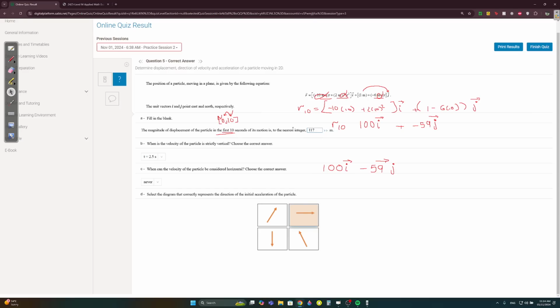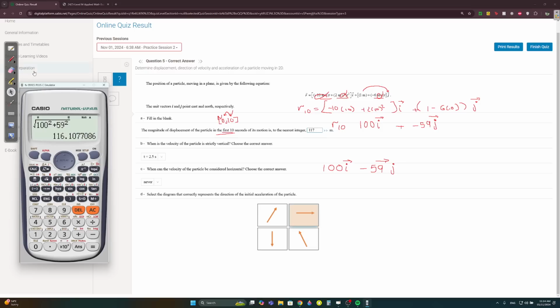So please follow what I did, okay? Just to show you, because some people would have probably solved the quiz and said, oh, I got 116, it's correct in the answer. No, don't solve like this, okay? One: is the velocity of the particle strictly vertical? Strictly vertical means what? That there's no I component, right?